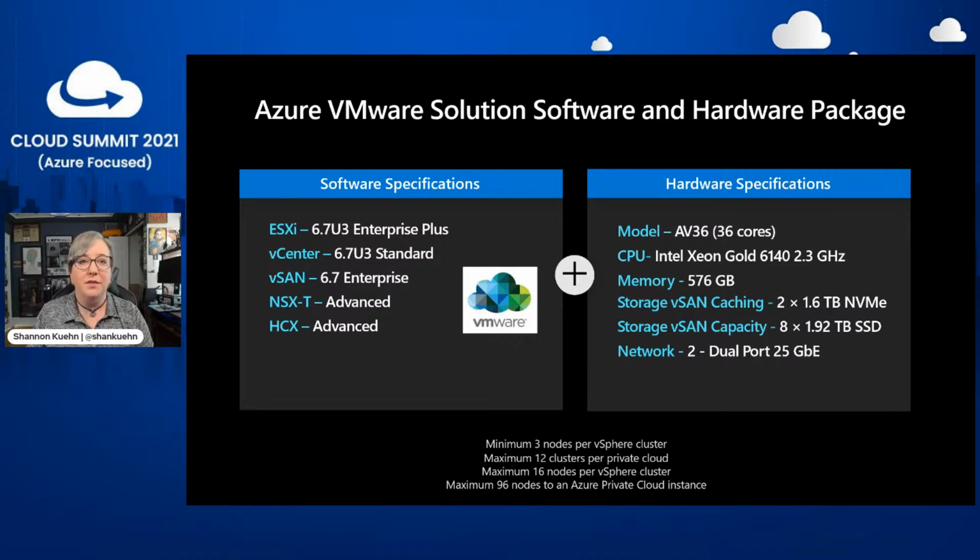The big part of this slide, though, I want to call out at the bottom. There's a minimum of 3 nodes per vSphere cluster. You can't go lower than that. There's a maximum of 12 clusters per private cloud, a maximum of 16 nodes per vSphere cluster, and then a maximum of 96 nodes to an Azure Private Cloud instance. Hopefully you're seeing that we can think about a lot of different types of scale, and you can scale up and scale down on demand.